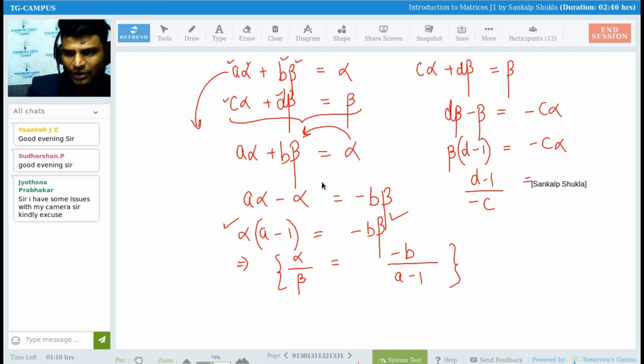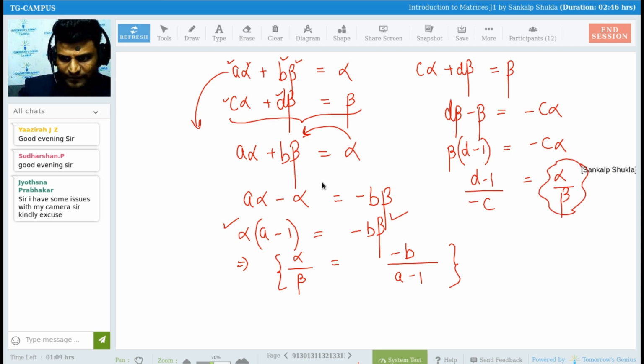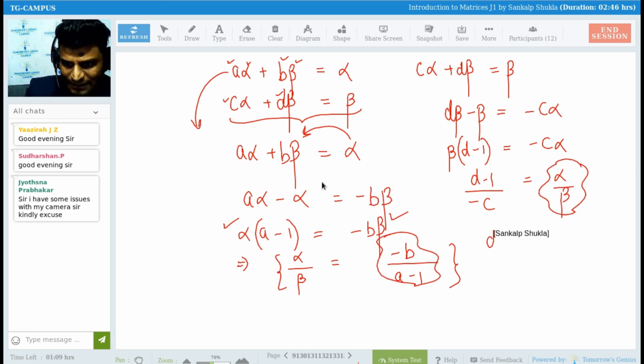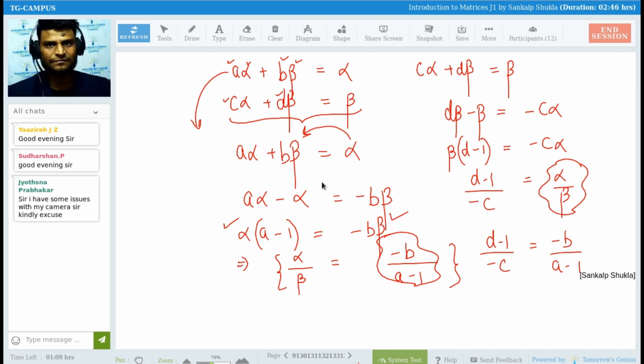1 over minus c is equal to what? Alpha by beta again. Now this is also alpha by beta. This is also alpha by beta. So we can see that d minus 1 upon minus c can be written as equal to minus b over a minus 1. Yes. So just cross multiply these two.